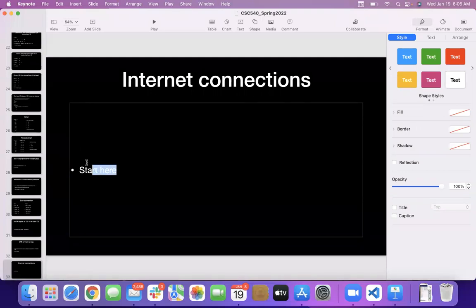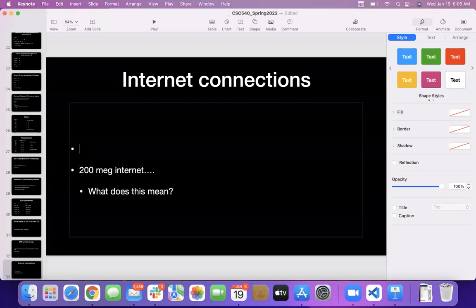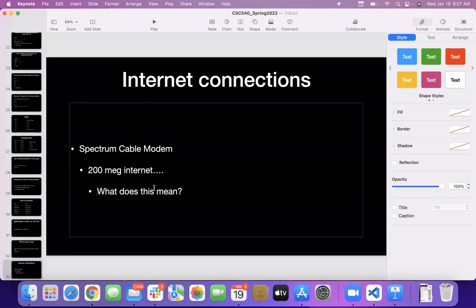if you look at the internet providers and what they're offering and you watch their commercials, they'll say something like 200 meg internet. So the commercial might say 200 meg internet. So what does this mean? Well, to the consumer, what are they really comparing this to? If we're saying something like a Spectrum cable modem in this area is offering 200 meg internet, what does this really mean?